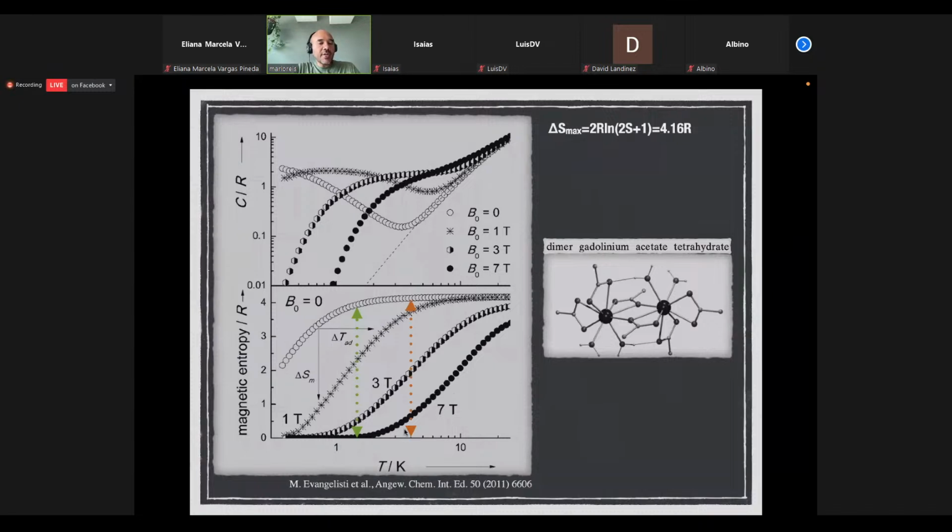What's the maximum entropy change for this material? Here, the maximum entropy change is 2, because they have here 2 ions of gadolinium, times R, that's the gas constant, because here the unit is R, times logarithm of 2S plus 1. S for this case is 7.5, because gadolinium is the angular momentum of gadolinium, considering only the spin contribution. And the result is 4.1 R. That's exactly what is found experimentally. Okay.